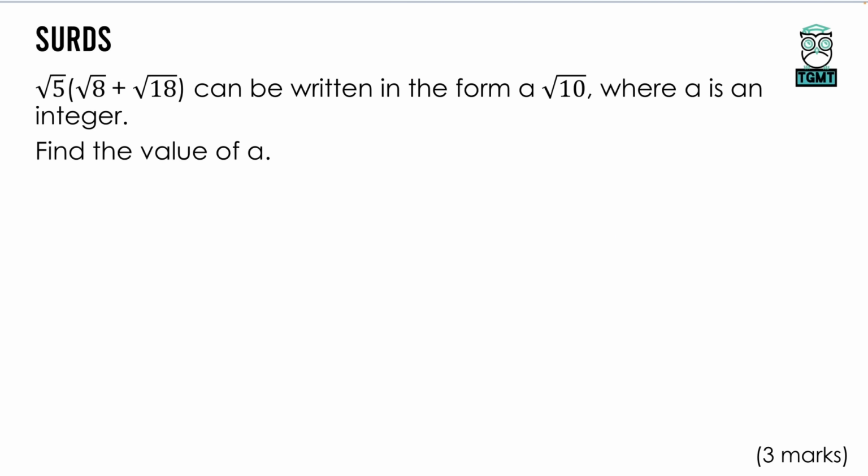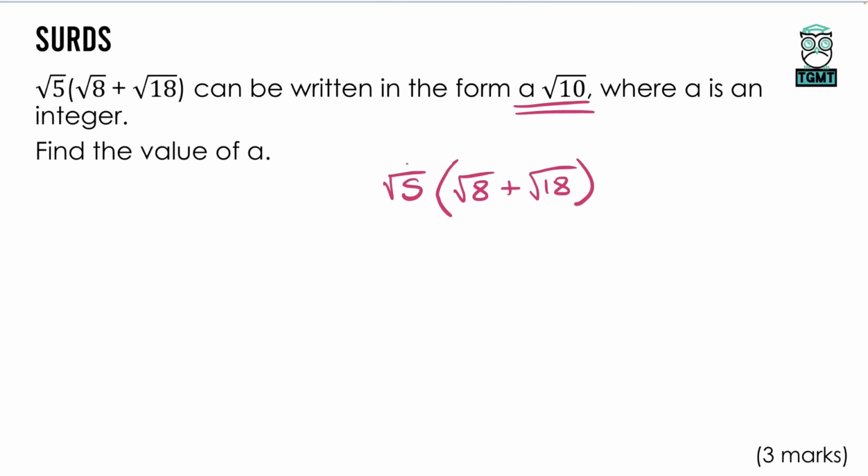Now with surds, there's lots of different types of questions that you could have with surds. This one here is expanding a single bracket. So for this one, we have root 5 on the outside. We then have root 8 plus root 18. It says here, show that it can be written in the form a root 10, where a is an integer, which of course just means a whole number. We want to find the value of a.